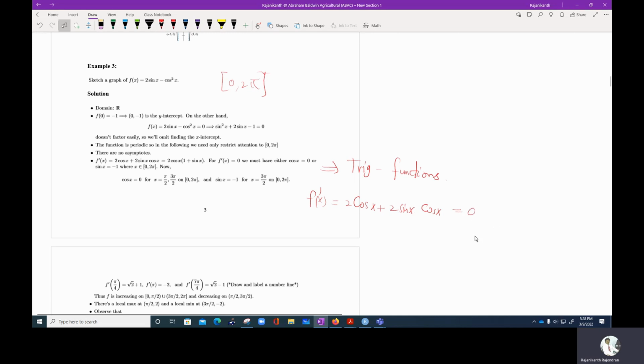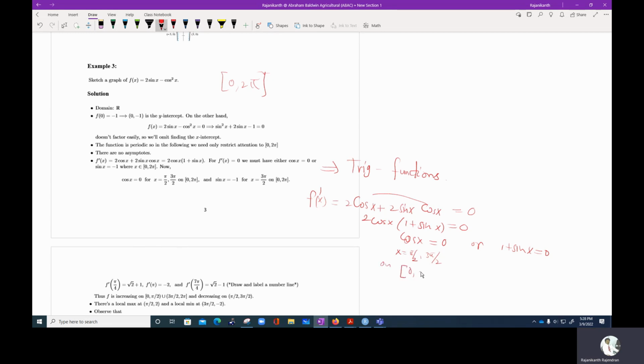Now what will happen if you set this to 0 and solve for x? Well, you could factor out 2 cosine x. So then you will get this. I'm solving for x, therefore cosine x could be 0, or 1 plus sine x could be 0. Then you find the possible x values when cosine x is equal to 0. So the possible x values are going to be pi over 2, 3 pi over 2 on the interval 0 to 2 pi, okay?